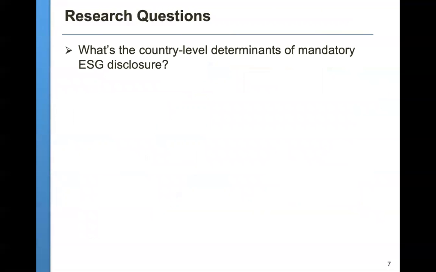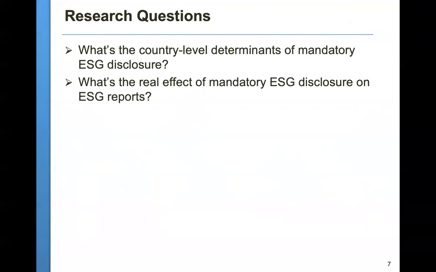In this study, we try to examine the real effects of mandatory ESG disclosure on the informational environment. But before doing that, we know that mandatory ESG disclosure is not a random event. There should be some reason or some driver determining mandatory ESG disclosure. So before examining the real effects, we will address the question: what are the country-level determinants of mandatory ESG disclosure? In other words, what kind of countries have a higher likelihood to issue those kinds of policies?